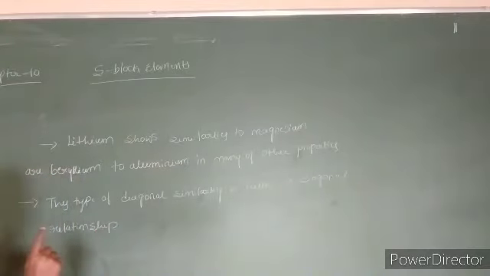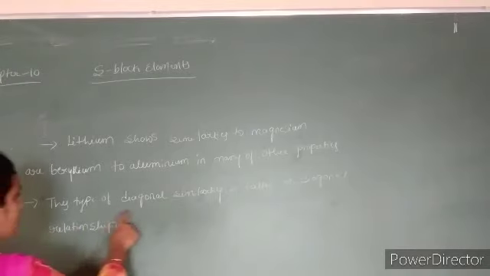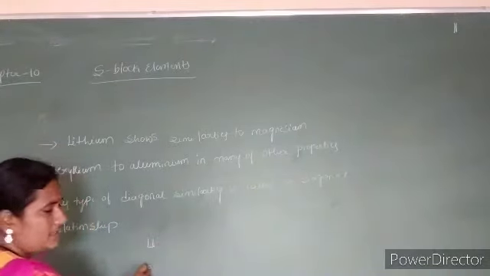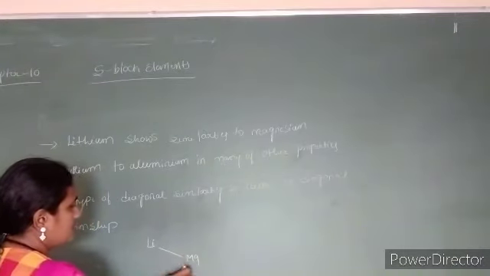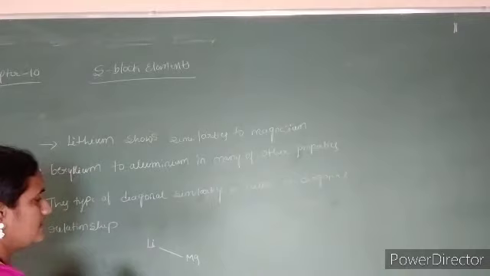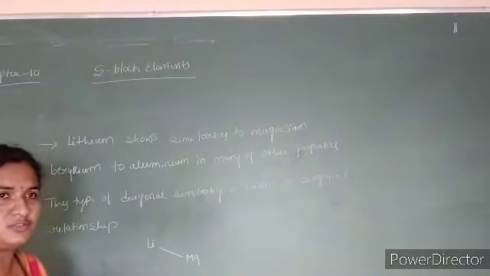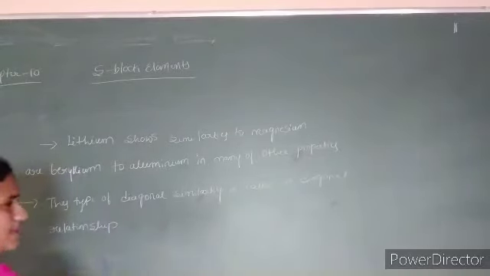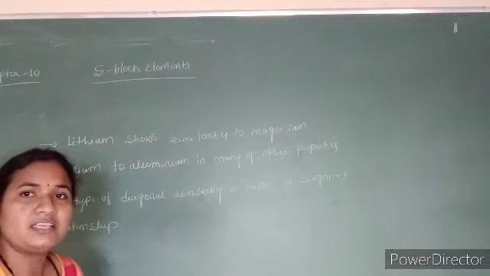So lithium shows similarities to magnesium and beryllium to aluminium in many of the other properties. This kind of diagonal similarity is called a diagonal relationship. It means that after lithium of group 1, magnesium is diagonal to it, and these exhibit similar properties. That is why this is said to be the diagonal relationship in the periodic table. This diagonal relationship is mainly due to having the same ionic radii or ionic charge as well as the same size.